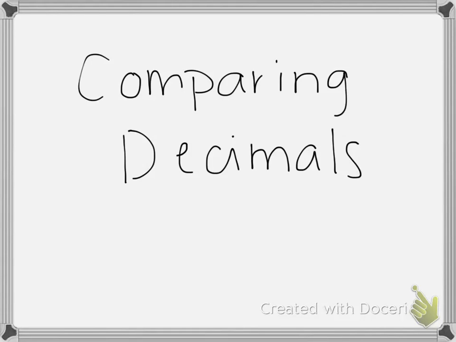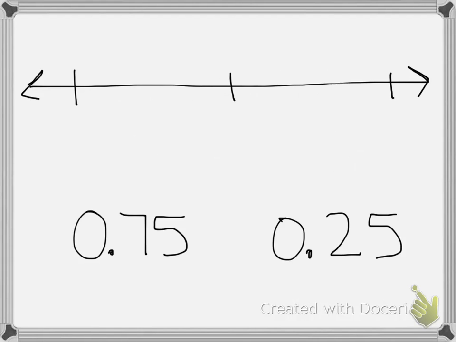Today you're going to learn some different tips, some different strategies that you can use when you're comparing numbers that have decimals. So the first strategy is to think about where the numbers would fit on a decimal number line, on a number line that has decimals. So we have 75 hundredths and 25 hundredths.